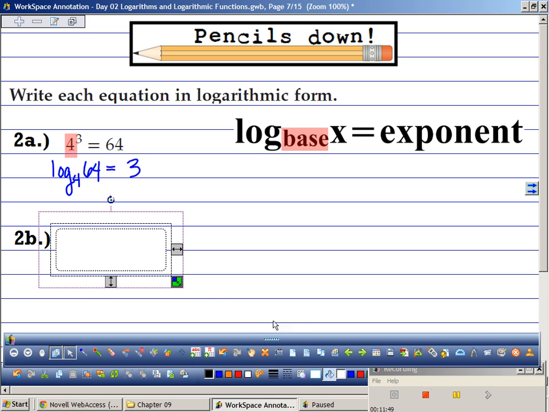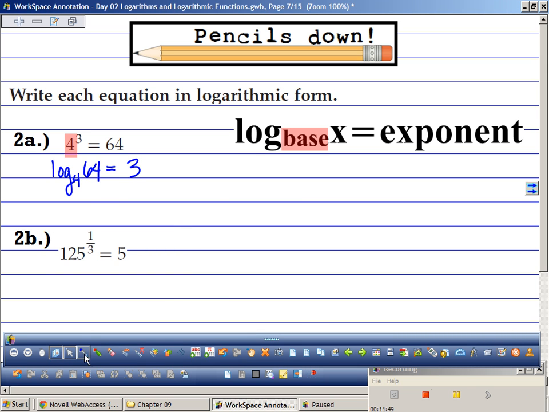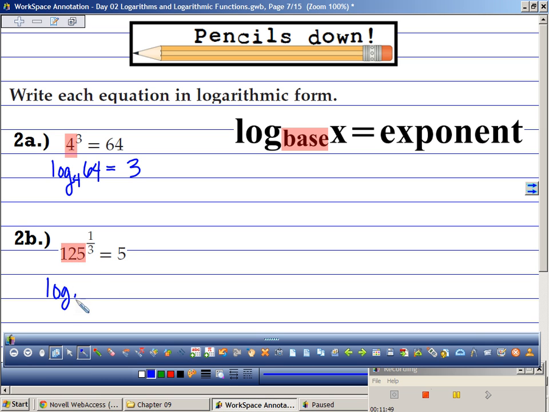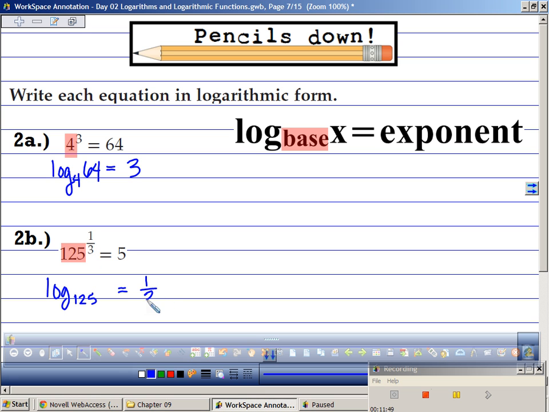Okay, I'm going to do another one. Ready? All right, turning this into a logarithm. Log, what do I identify first? My base. Here's my base, 125. Then I'm going to identify my exponent. 1/3 is my exponent, right?